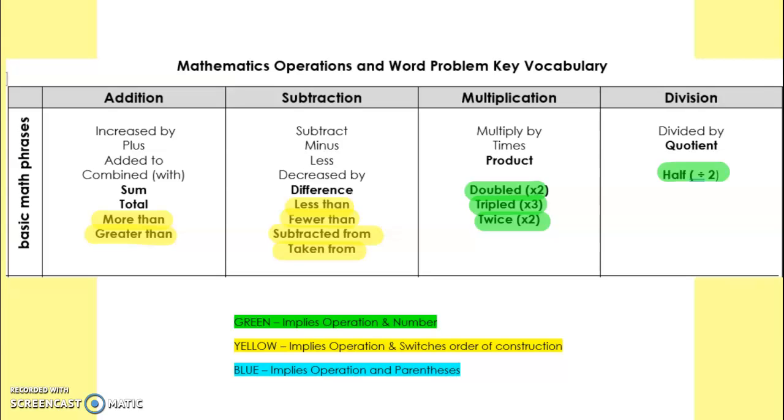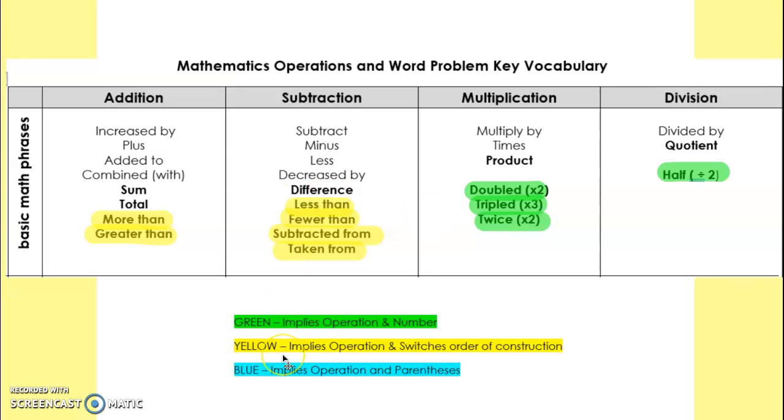Taking a look at it, just to talk about it briefly, again, these are keywords that you see commonly in life and in basic math phrases that indicate a certain operation. We took a look at it a little bit further and said that there were words that implied operation and number, and I have those highlighted in green for you. What I mean by that is words like twice. Twice means to multiply, and it means to multiply by the number 2.